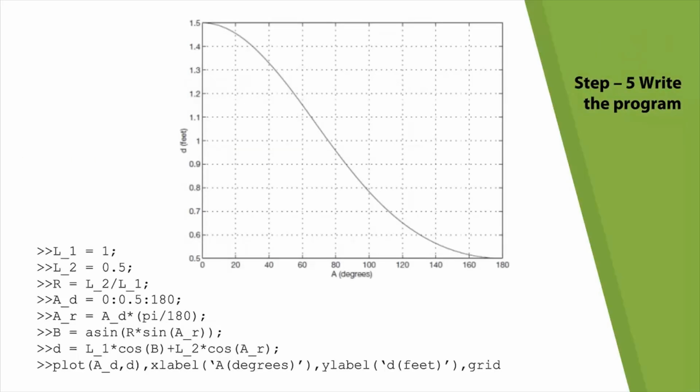Step 5 is writing the program. The program for this is fairly simple. We define the lengths L1 and L2 as 1 and 0.5 respectively. We calculate the ratio of L2 by L1. We define a range of A from 0 to 180 and calculate the ratio for the same. We find the value of B with sine inverse of L2 times sine A whole divided by L1. We calculate the distance traveled by the piston D as L1 cos B plus L2 cos A, and we plot the same. The plot is shown with maximum at A equal to 0, that is 1.5 feet, and minimum at A equal to 180 degrees, that is 0.5 feet.